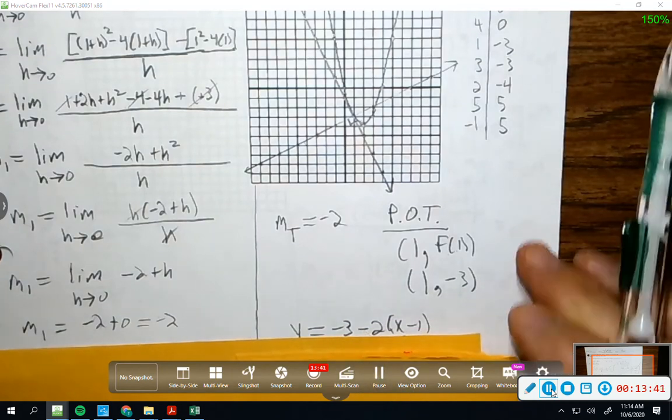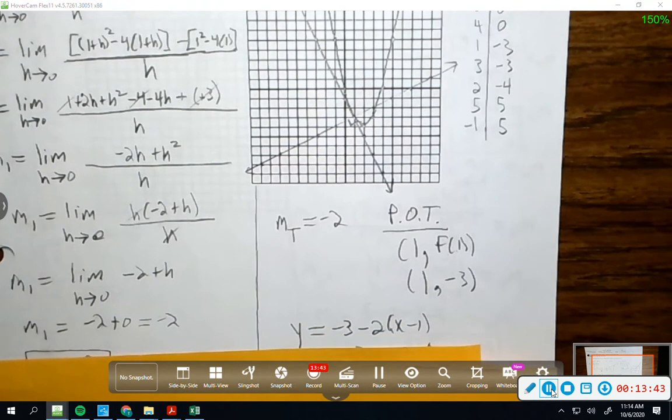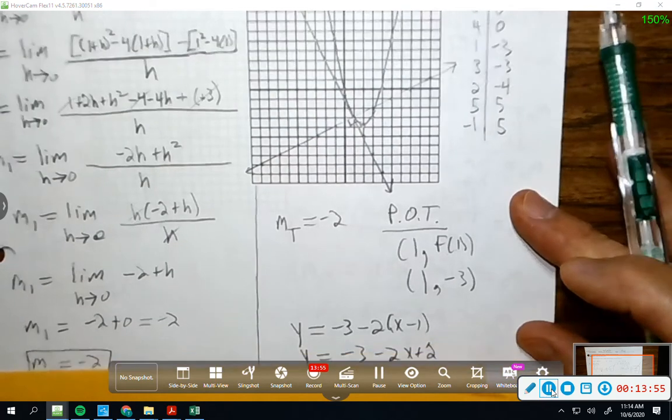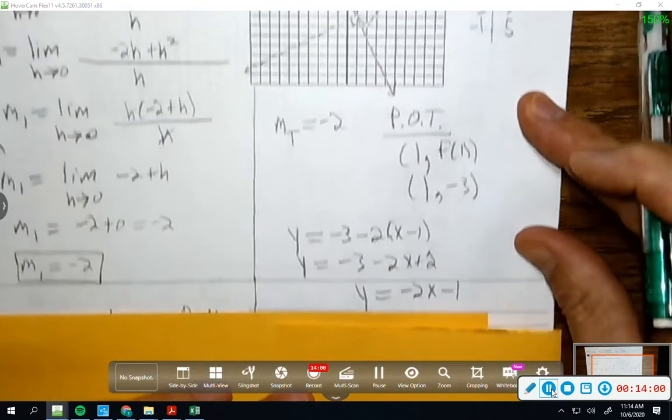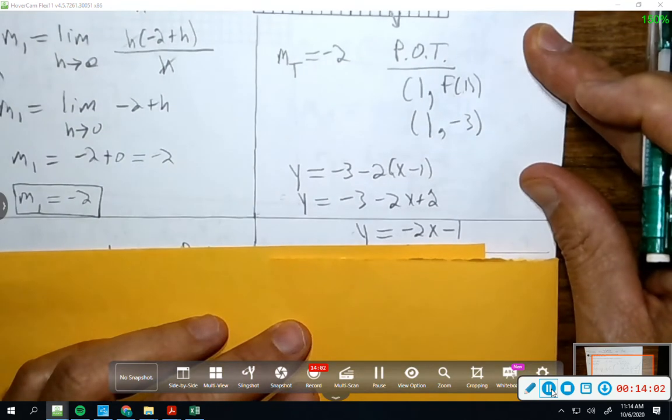slope formula, or better yet, you go right to linearization. Y-coordinate plus the slope times x minus the x-coordinate. Distribute. Negative 2x plus 2 and a minus 3 is a negative 2x plus 1, or minus 1. That is the tangent line. We'll graph it here in a minute.